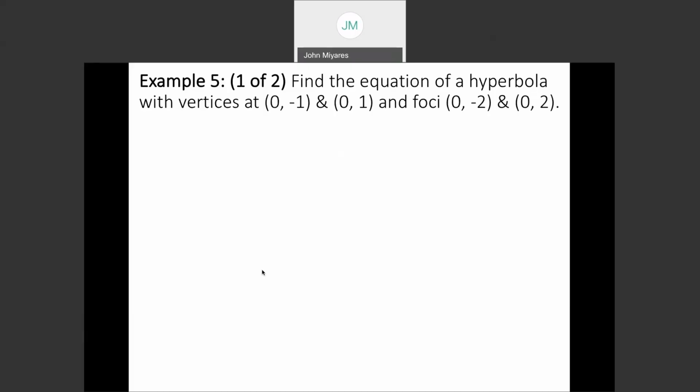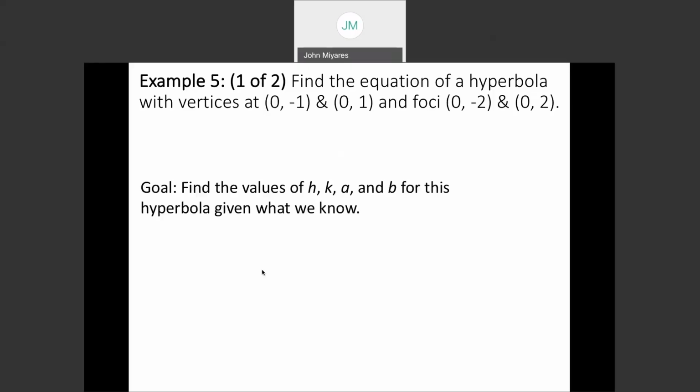We know there are two standard forms for the equation of a hyperbola, and one of the things we need to do is figure out which of these we need to use. Does this hyperbola open left-right, or does it open up-down? In either case, our goal is going to be to use what we know to see if we can figure out the values of h, k, a, and b in whatever form of the equation we're going to use. So what do we know so far? Well, we know where the vertices are. We know where the foci are.